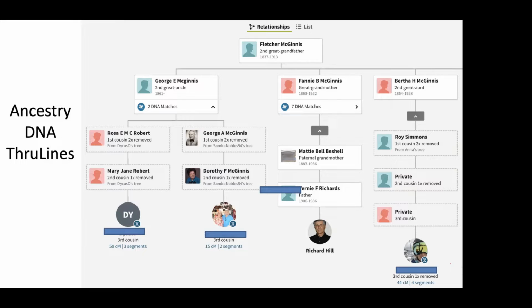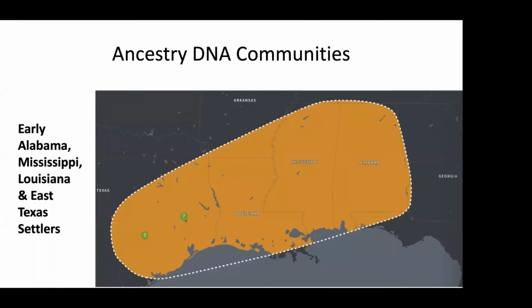Here you see three of my genetic matches with the suggested paths to our common ancestor. Fanny McGinnis is my great-grandmother. My two matches at the left show paper trails to Fanny's brother George and would be third cousins to me. The match to the right is descended through Fanny's sister Bertha and would be a third cousin once removed to me. For each one, they show how much DNA we share.